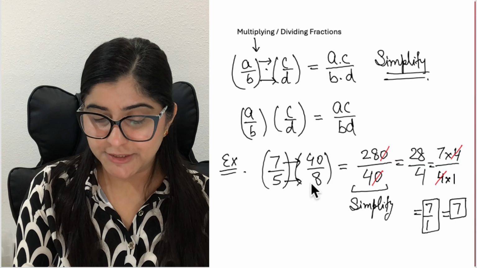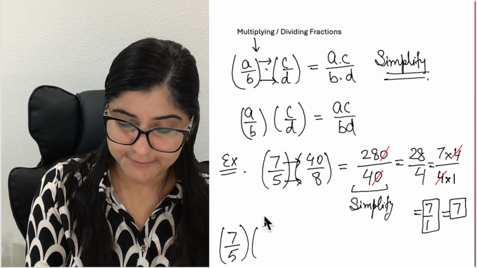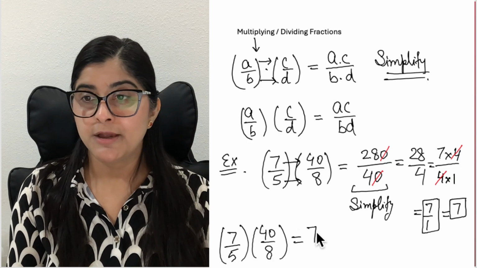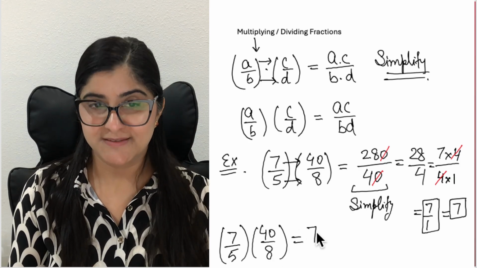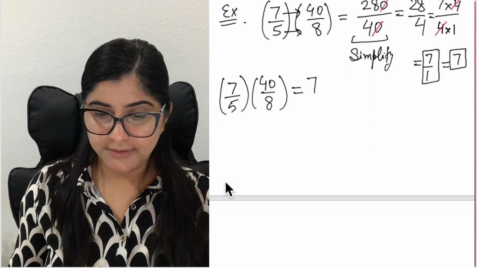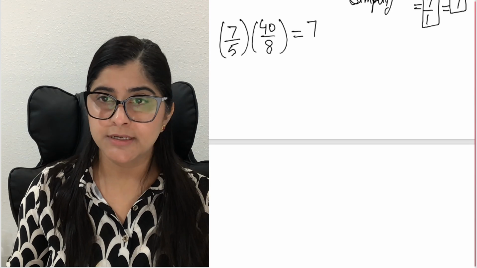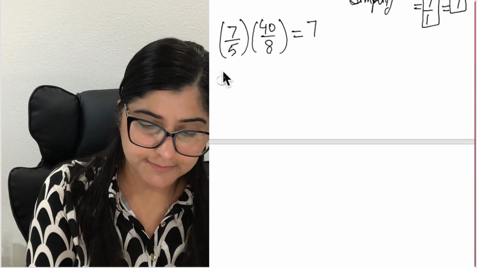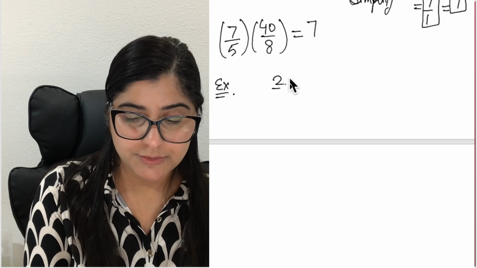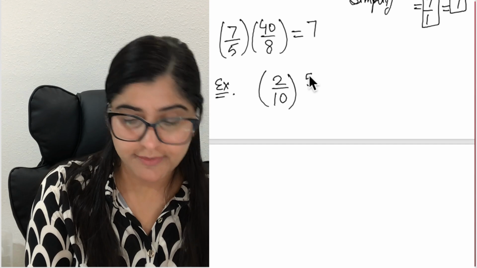So the multiplication of these two fractions, 7 over 5 times 40 over 8, is just equal to 7. We multiply these two fractions and simplify them. So let's do one more example. Sometimes we encounter fractions like this: 2 over 10 times 5.